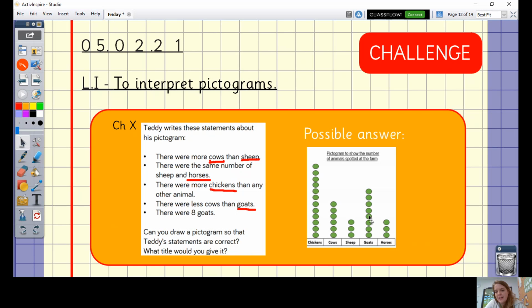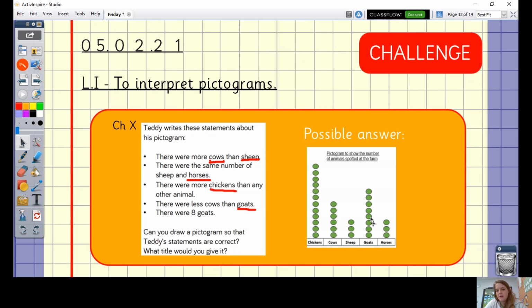And you can see my 8 goats there. Then I've got my chickens, my cows, my sheep, and my horses. As you can see, I've got the same number of sheep and horses. There are more cows than sheep. Yeah, I can see there's 6 cows, only 3 sheep. There are more chickens than any other animal. As you can see there, the amount of chickens is all the way up to the top. There are less cows than goats. Yeah, you can see that.